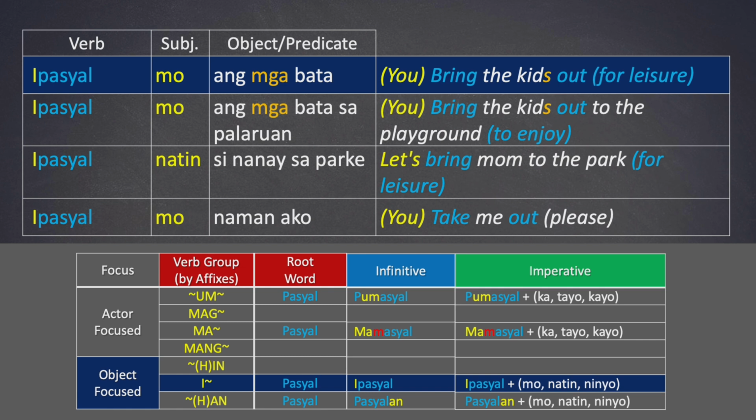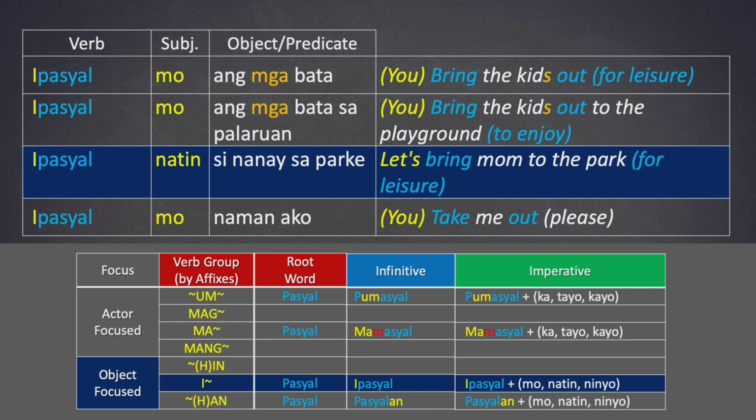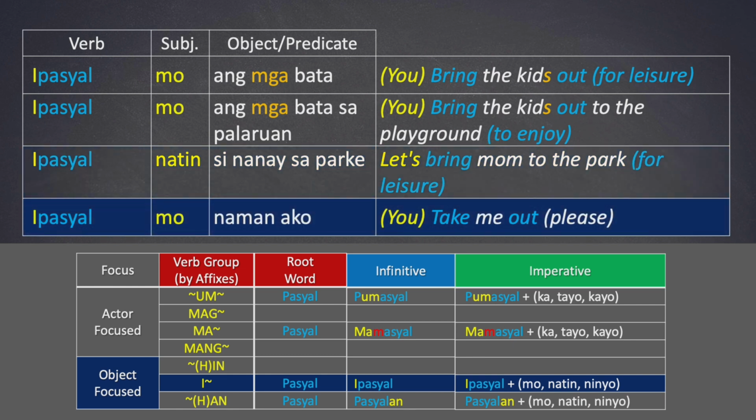You can be very specific like in this example. Ipasyal mo ang mga bata sa palaruan. Bring the kids out to the playground. Ipasyal natin si nanay sa parke. Let's bring mom to the park. You can also use it to refer to yourself, like, ipasyal mo naman ako. Take me out, please. I have talked about naman in a number of videos already. It is one of those Tagalog words that is hard to translate, but it is normally used to soften the sentence. In this context, it is used to soften the request, similar to saying please.